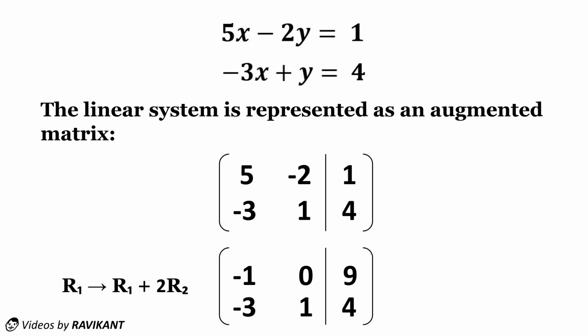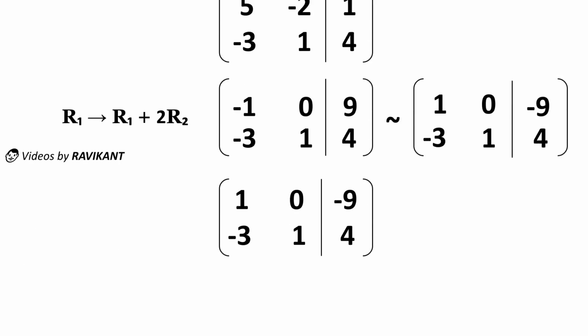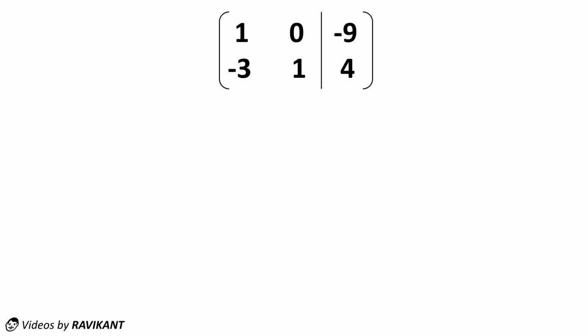Now divide the first row by minus 1 because we need 1 in the place of minus 1. So after dividing by minus 1, we get 1 and 0 as the first row elements and the rest will remain as it is. On the second side, we get minus 9 because we divide the whole row by minus 1, and 4 will remain as it is. So we have got this matrix.